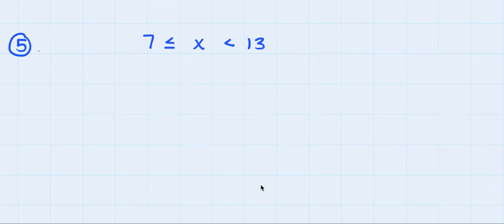Okay, how about you pause the video and see if you can write this set in interval notation. All right, so the smallest number I can be is 7, comma, the biggest number I can be is 13. I can equal 7 because I have this equal sign, and I cannot equal 13.